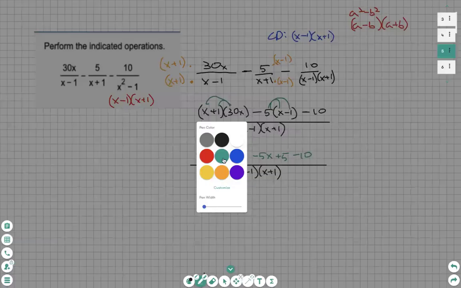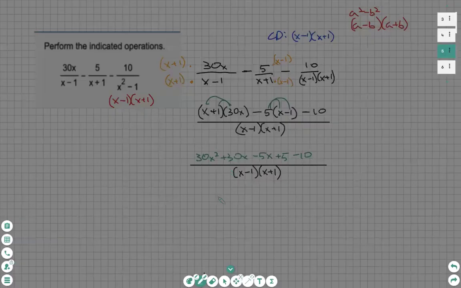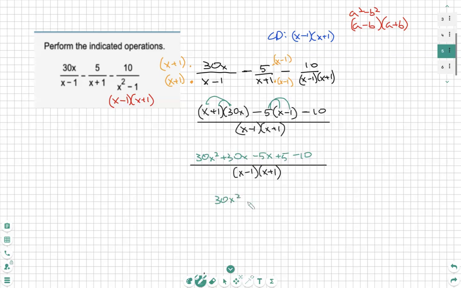Next, we're going to combine like terms, and we can safely see that this is going to turn into 30x squared plus 25x minus 5. And all of that is going to be over... That was not a good line. Let's just draw the straight line. All of that's going to be over x minus 1, x plus 1.